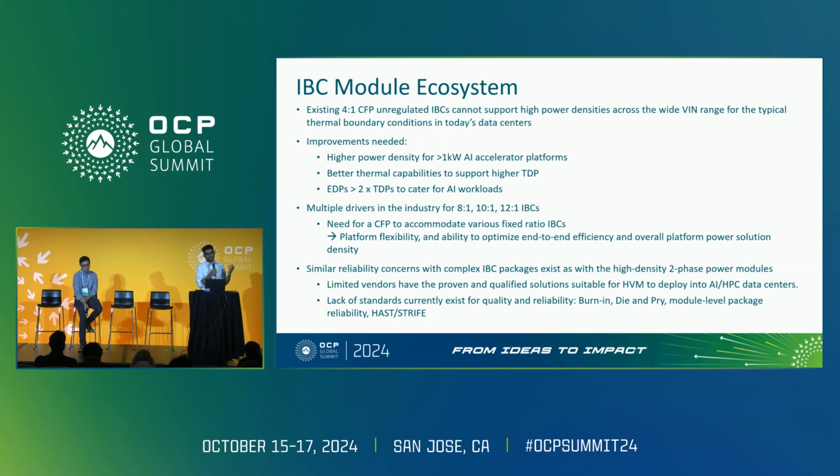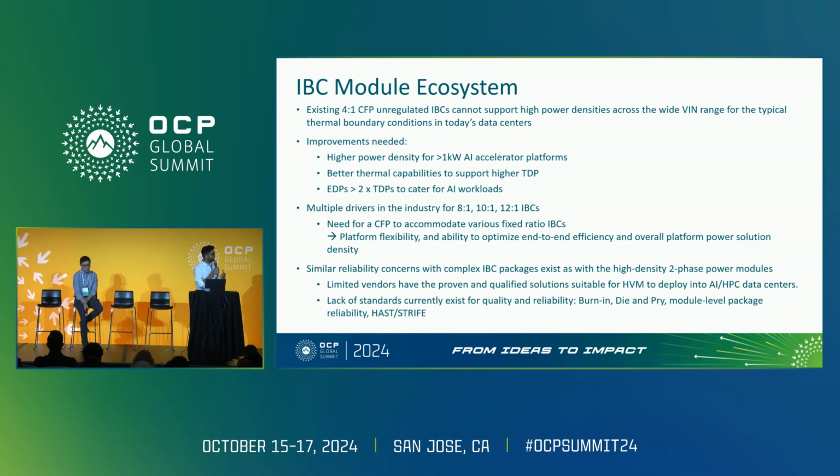For example, vendors would say, oh yes, it's a 1 kilowatt rated IBC. But really, if you consider the VIN corners and thermal boundary conditions that typically exist in today's data centers, those modules may be at 750 or 850 watts at max. So what we really need to do is improve the densities of these modules to enable higher than 1 kilowatt accelerator platforms, and come up with better thermals.